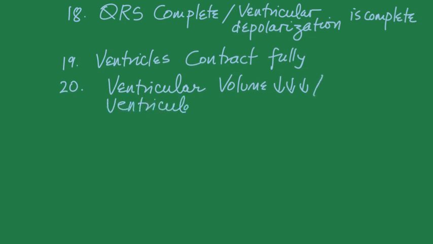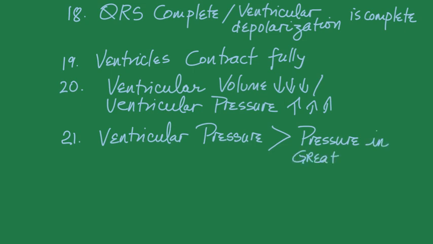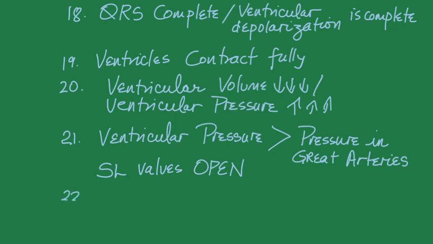pressure will increase greatly. Now that puts the ventricular pressure greater than pressure in the great arteries. When ventricular pressure is greater than the pressure in the great arteries, semilunar valves, which is aortic and pulmonary valve, they open. SL valves open. You want to imagine them like champagne corks opening. And blood is now ejected, like champagne. Blood is ejected from the ventricles to the great arteries.